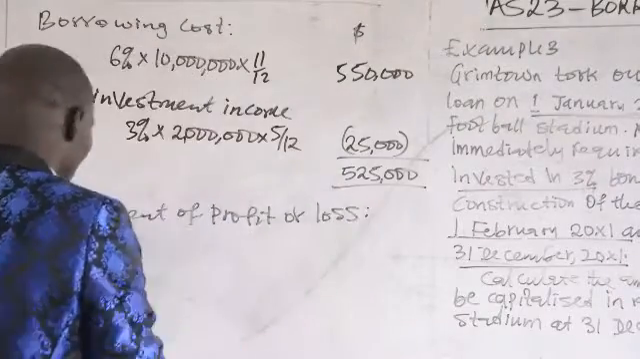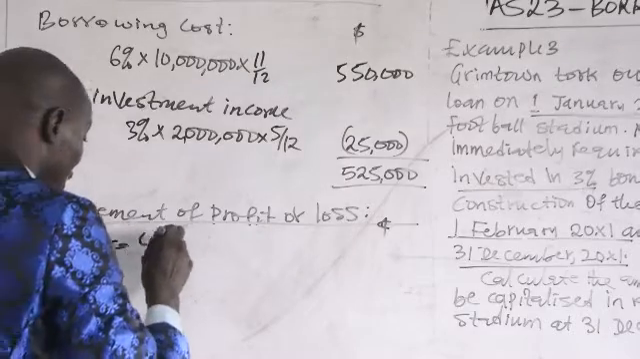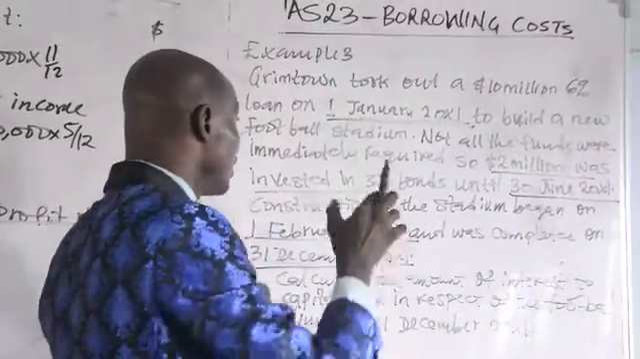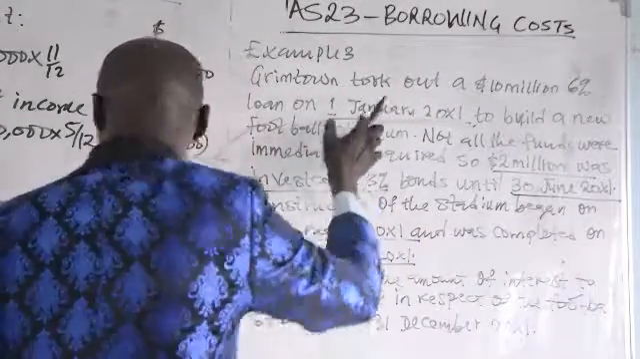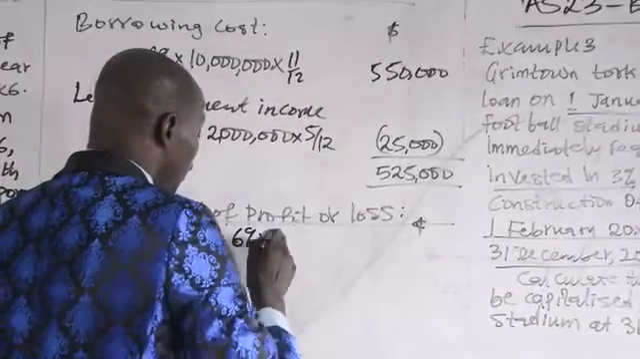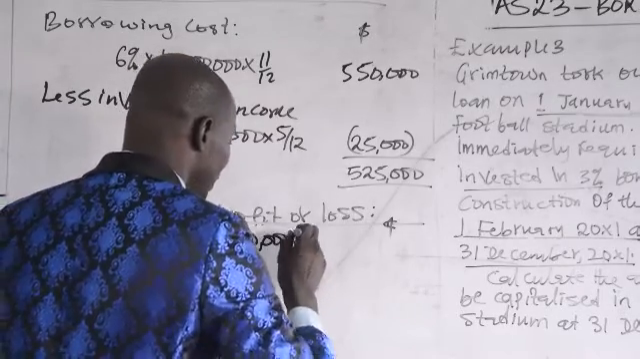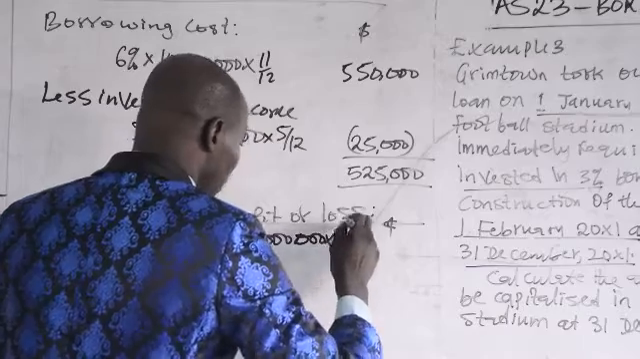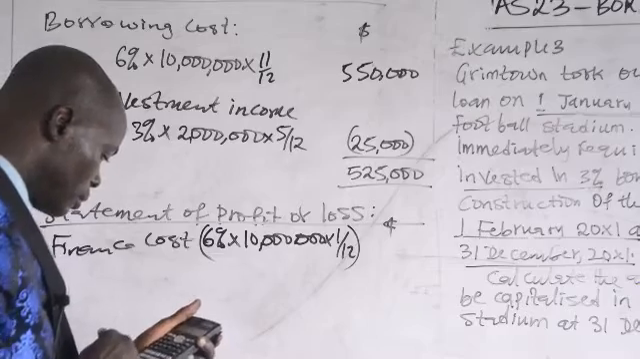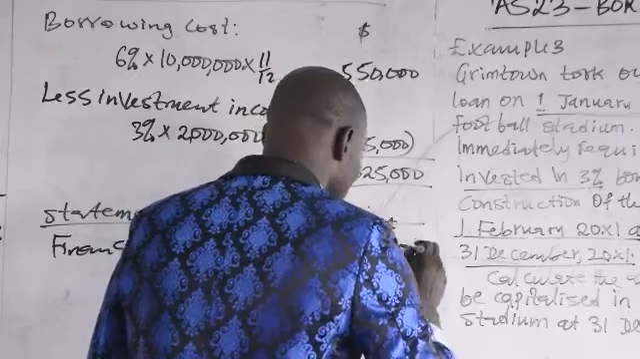Now, in your statement of profit or loss, you will have finance cost. That is interest for January, when the project has not commenced. Interest for that period, which is January, will be charged as an expense in the statement of profit or loss. So under your finance cost, you have 6% of 10 million times 1 month out of 12 months. The month of January alone, which is 6% of 10 million divided by 12, would be 50,000.